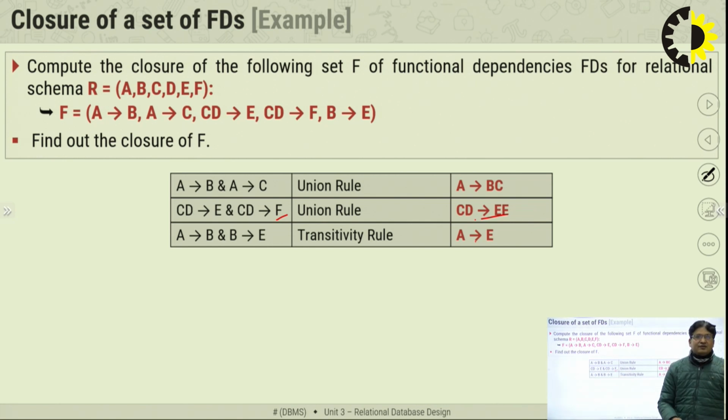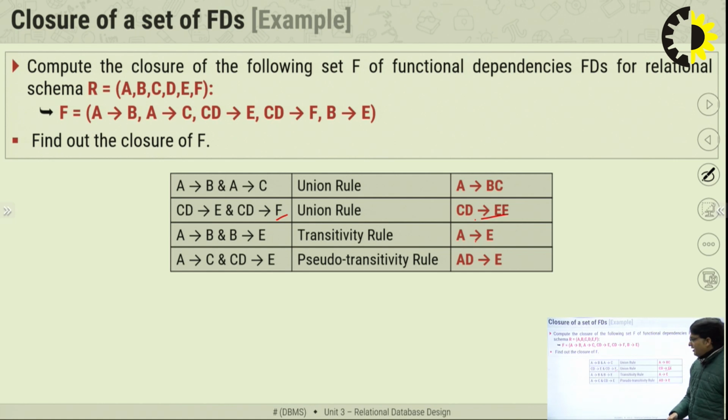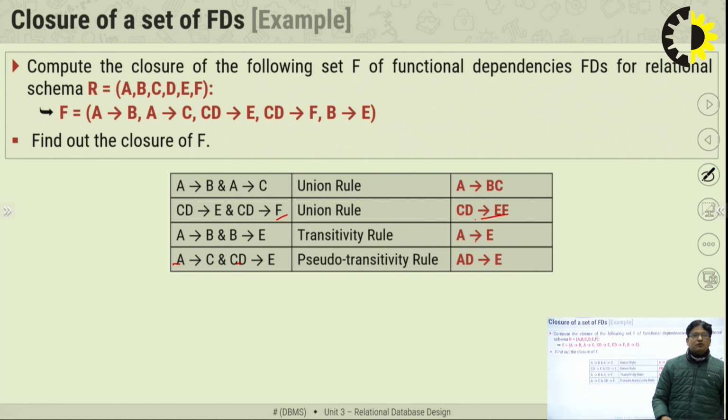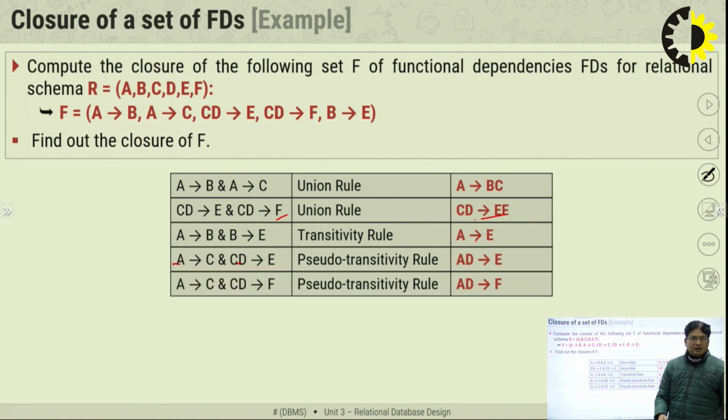Next, A determines C and CD determines E, then AD will determine E, that is using the pseudo transitive rule. Now A determines C and CD determines F, then again AD will determine F. Again we are using the pseudo transitivity rule to find out this FD.